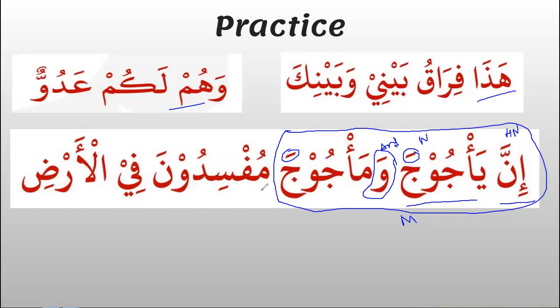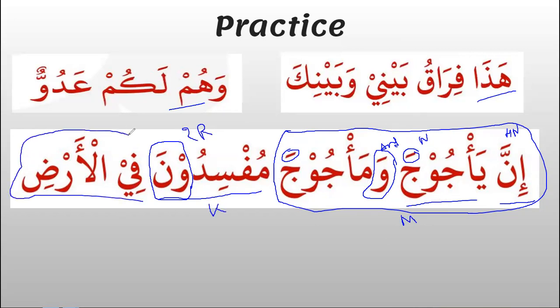Now come to the next word, mufsiduna. It's una ending, so what is its status? Rafa. Is it the first rafa or the second rafa now? We got our mubtada already, so if we find a rafa, is it the mubtada or the khabar? Khabar. Though it's a first-type rafa, we already have our mubtada, so we will consider it the second rafa, and it will be the khabar. Okay, fil ardi, what is this?